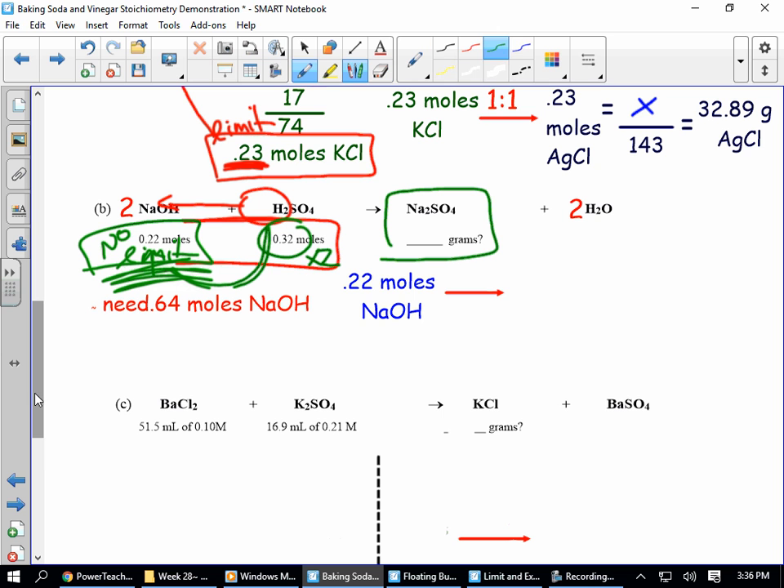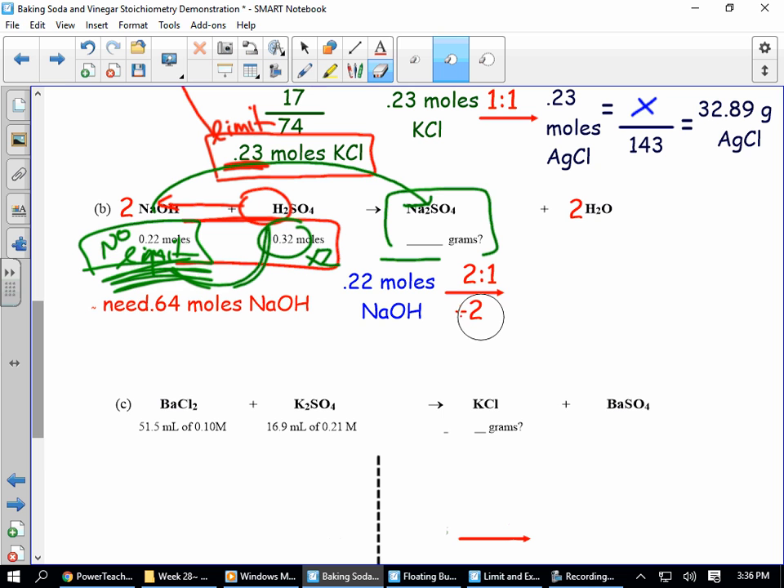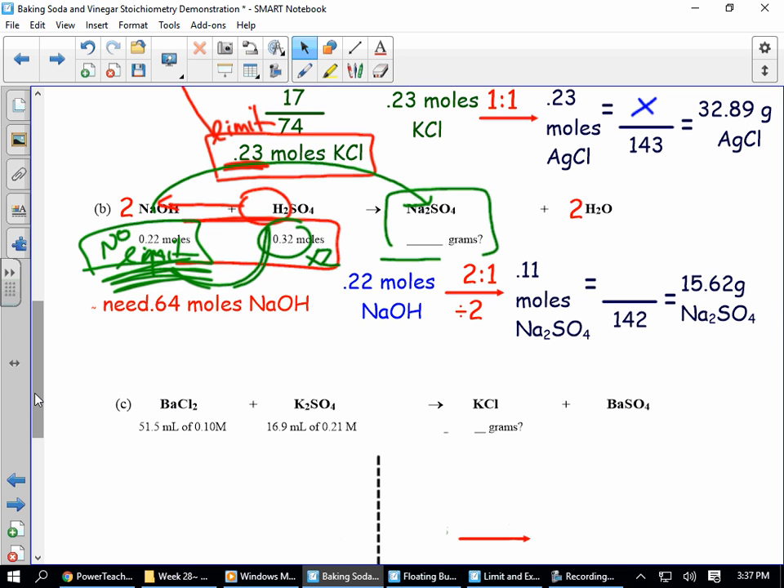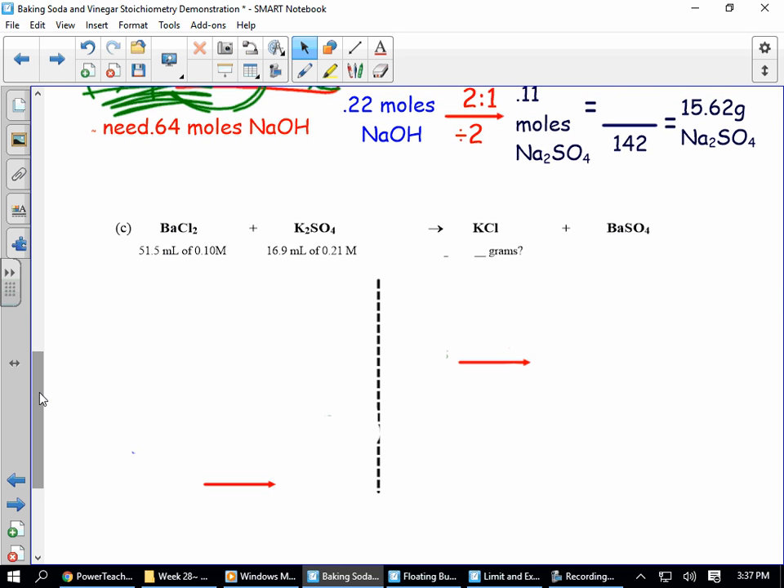I want to know about my grams of sodium sulfate. So that is a 2-to-1 ratio, so I'm going to divide by 2. 0.11 moles of Na2SO4, and the question asks me for grams. So I'm going to multiply that by the formula weight, which is 142, and you get 15.62 grams of sodium sulfate. All right, we got the last one here. I suggest you pause the program, check and see if it's balanced.